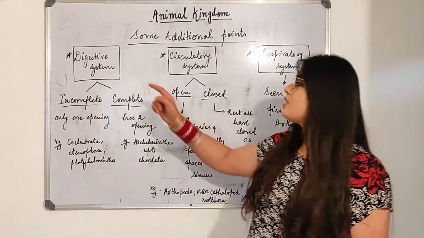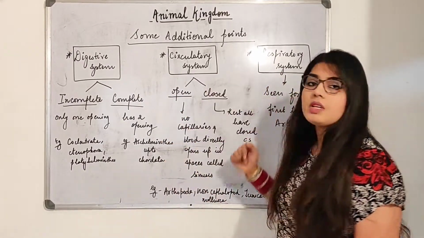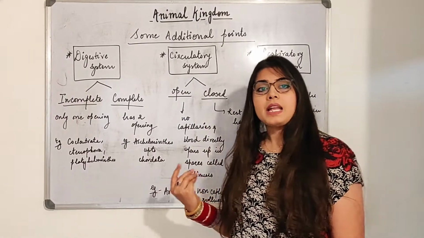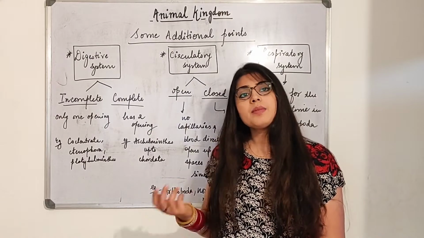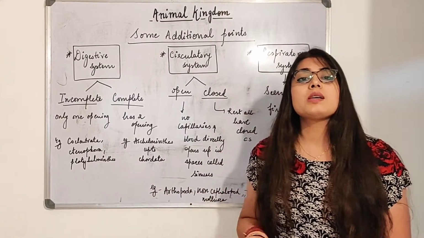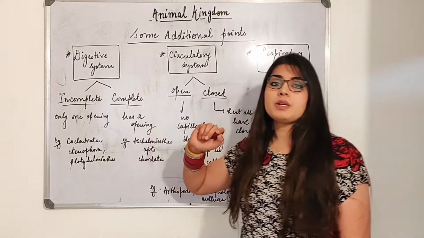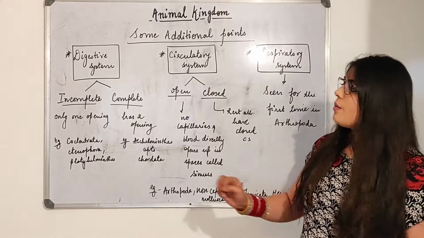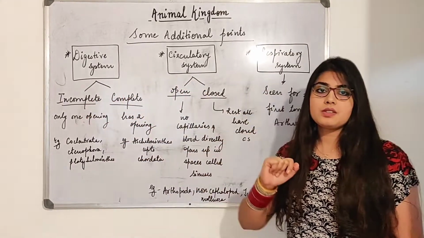So digestive system, as you know, in our body we also have digestive system, circulatory system, respiratory system. Just like that, animals also have the respiratory, digestive and circulatory system. In a similar manner, they have these systems on the basis of which their body is operating. Now what happens in digestive system, beta? There are two types. One is the complete digestive system and the other one is incomplete digestive system.